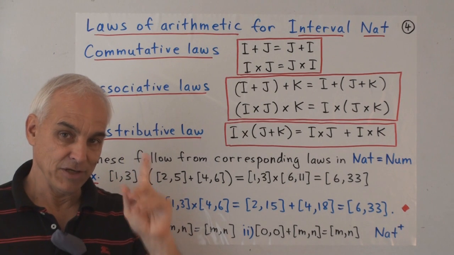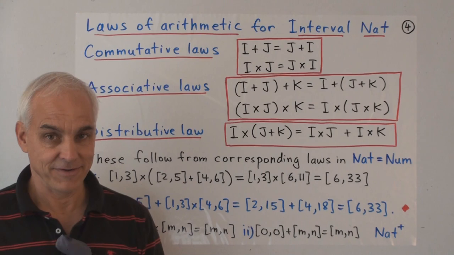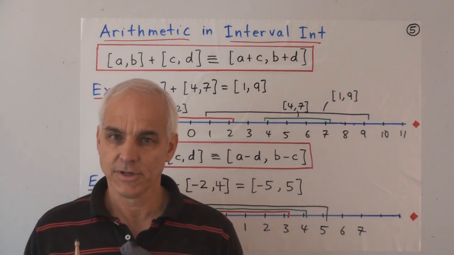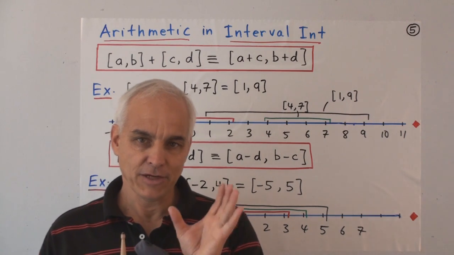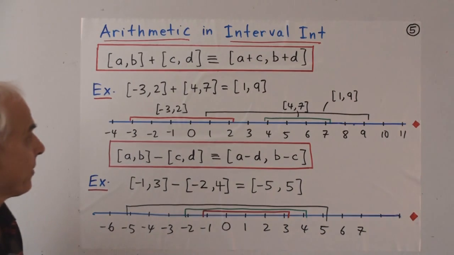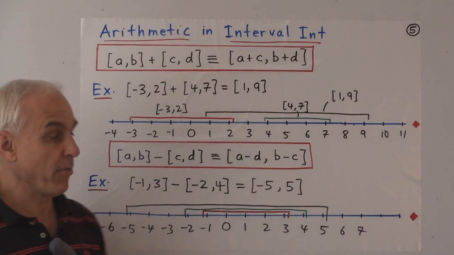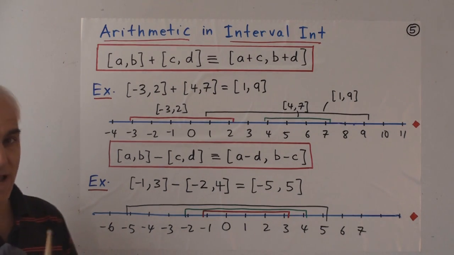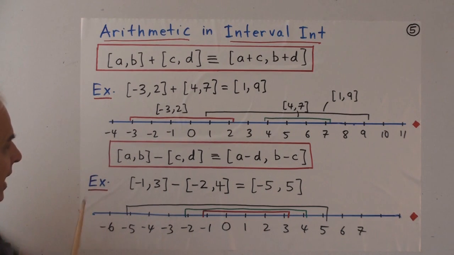However, for intervals using integers, the story is a little bit different. So now let's talk about interval arithmetic for integer intervals. Intervals whose endpoints are integers, so including negative numbers. The addition of such intervals is the simplest operation, and it's the same as for natural number intervals. We just add component-wise. And the reason is, I think, geometrically pretty easy to understand.